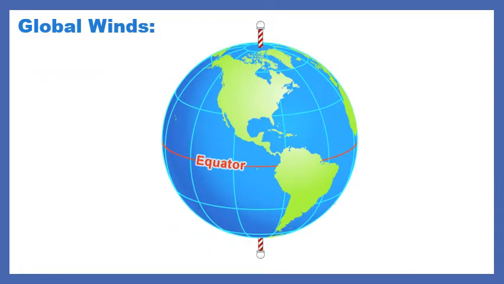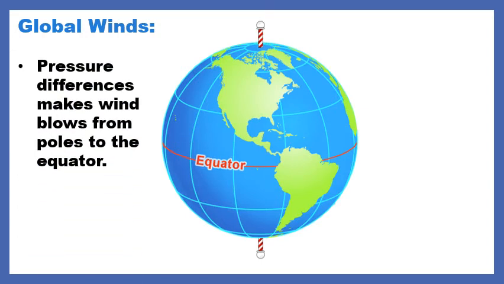Okay, so let's see how these winds are going to move across the globe. So remember, there is a pressure difference between the poles and the equator. The poles are at high pressure, the equator is at low pressure. Because of this difference, the wind is going to blow from the poles to the equator. Why? Remember our life lesson. High to low. High to low is the way to go. High to low is the way the wind will blow. So let's see this. From the poles to the equator.